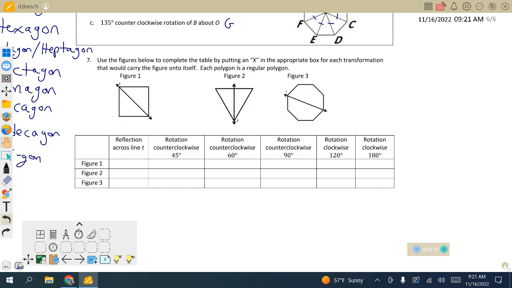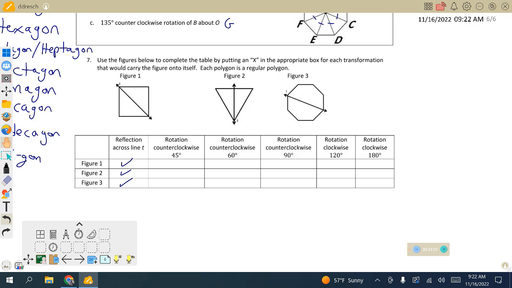Annoying one. Let's do it real quick. Let's see if any of these have reflectional symmetry there on that line that's happening. So figure 1, yes or no? Yes. That one, yes or no? Yes. And then on what is that shape? An octagon? Yes. So do we have it? Yes. Good.